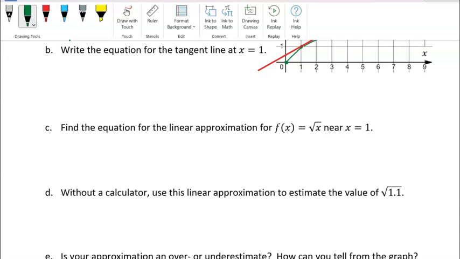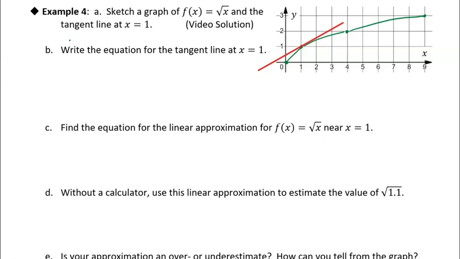Okay. Now, we've done this before, right? When we are trying to write the equation for any line, if we have a point and a slope, then we can use the point slope formula. So I know that f of 1 equals 1, right? So the point is 1 comma 1. And now I need also the slope, so I need to find the derivative.